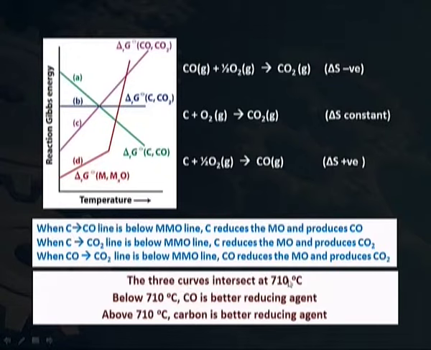We also see that all three carbon curves meet at a certain temperature, which is 710 degrees centigrade. This temperature is important because below 710 degrees centigrade, it is CO2 which has the lowest free energy change, and therefore CO becomes the favored reducing agent below 710 degrees centigrade. But if you look at temperatures above 710 degrees centigrade, we find that carbon is the better reducing agent because this has the lower free energy change.